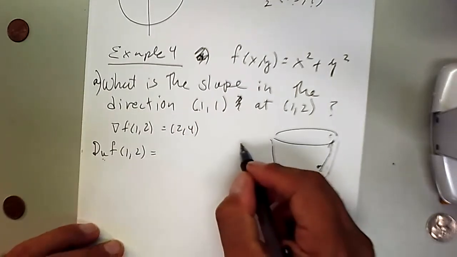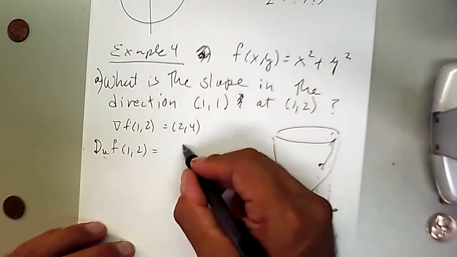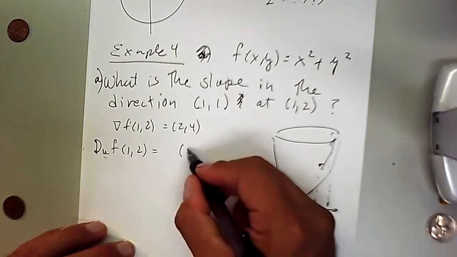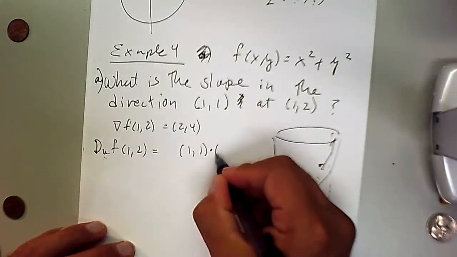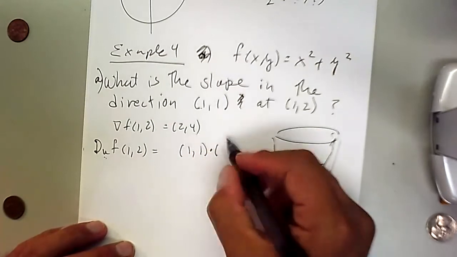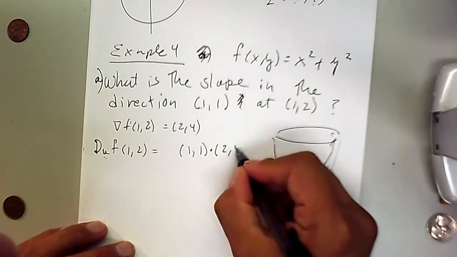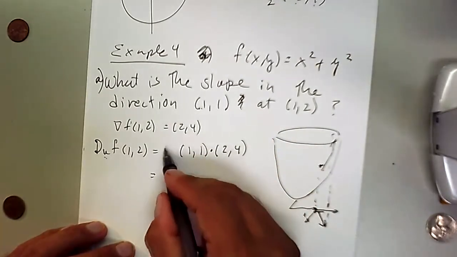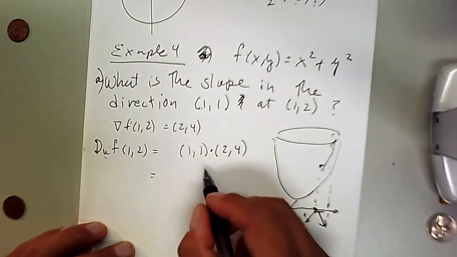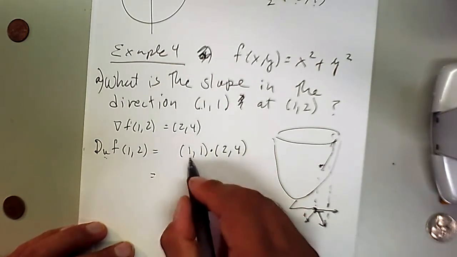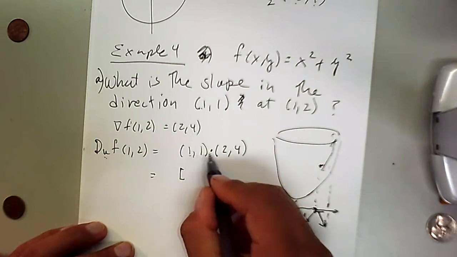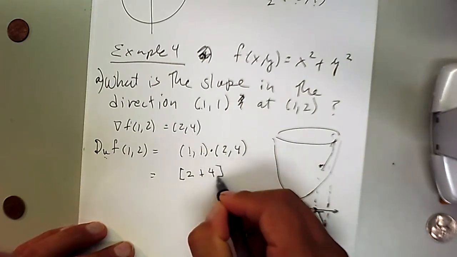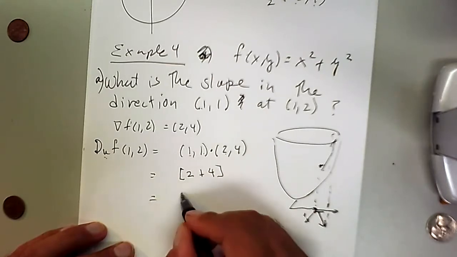So to make things simple, notice that I'm leaving a space here. We're going to do 1, 1, which is the direction, dotted with the gradient, 2, 4. I'm missing a factor here. I'm going to put that in a moment. And remember that that product is just 1 times 2, 2, plus 1 times 4, 4. So that's really 6.